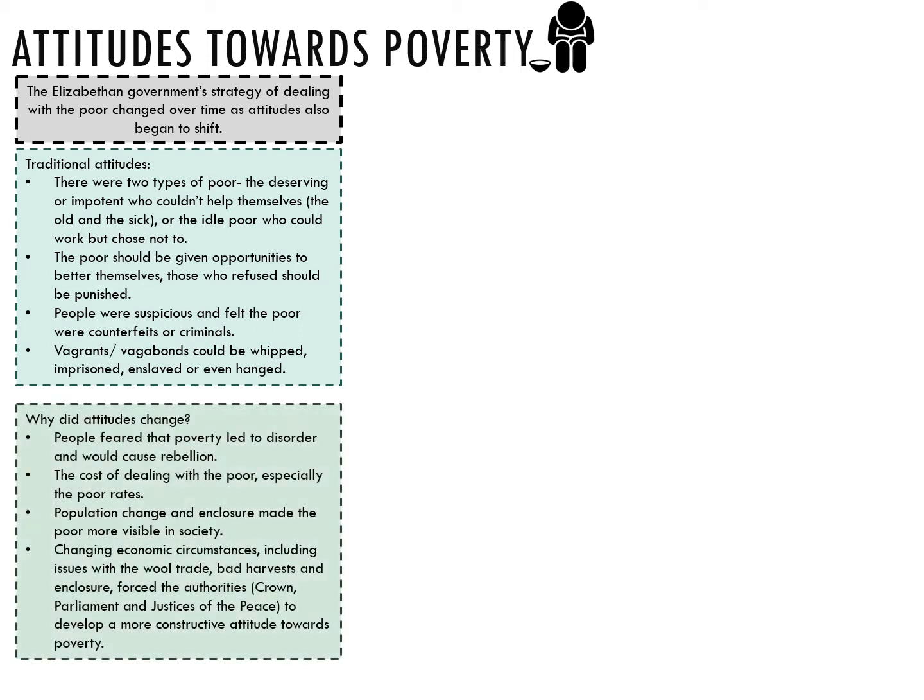But why did attitudes change? Well, attitudes towards the poor changed during Elizabethan times. There were various reasons for that. There was the fear that poverty led to disorder and was a potential cause of rebellion. The cost of dealing with the poor, especially the poor rates.